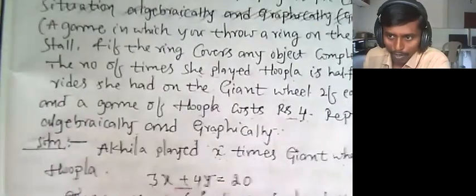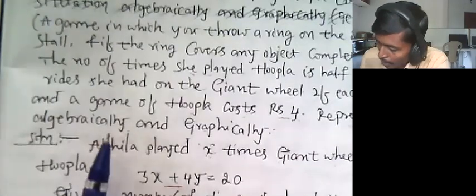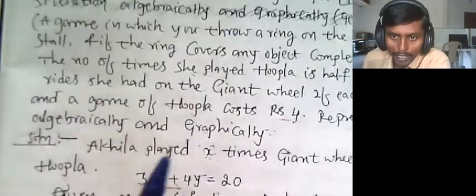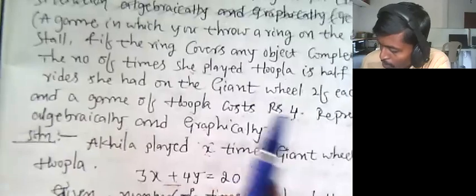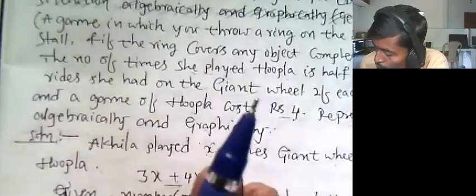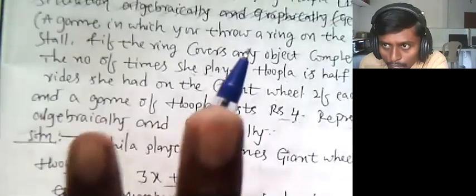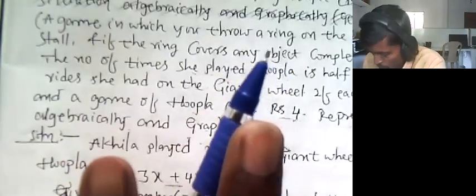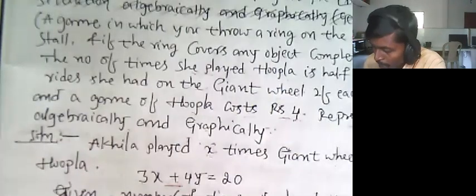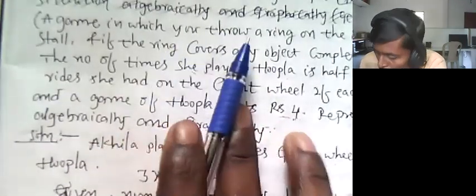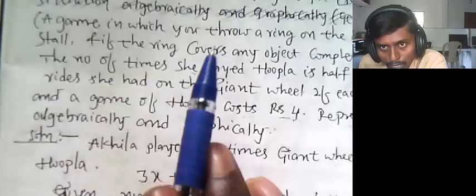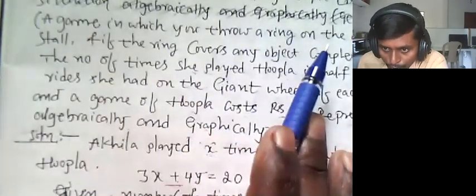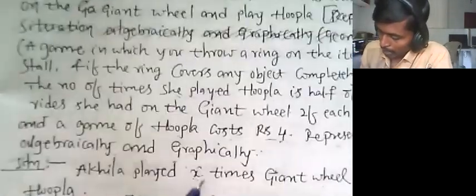Okay. See here, in this problem, you already wrote this problem. First you have to write the algebraic equations, because this is a sentence problem. First, you should write two linear equations in two variables. Then you have to find the points which lie on these lines. Finally, you have to plot a graph.